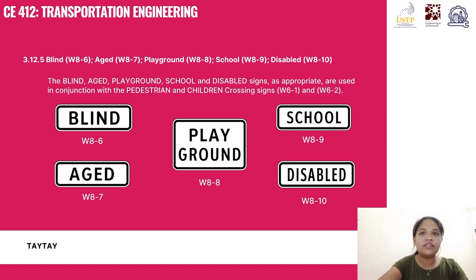These supplementary signs reflect vulnerable pedestrian zones. The signs W8-6 to W8-10 include blind, aged, playground, school, and disabled. They're used with the pedestrian sign W6-1 and children crossing W6-2 signs. Seeing these should prompt extra caution, for example, slowing down near schools or residential areas.